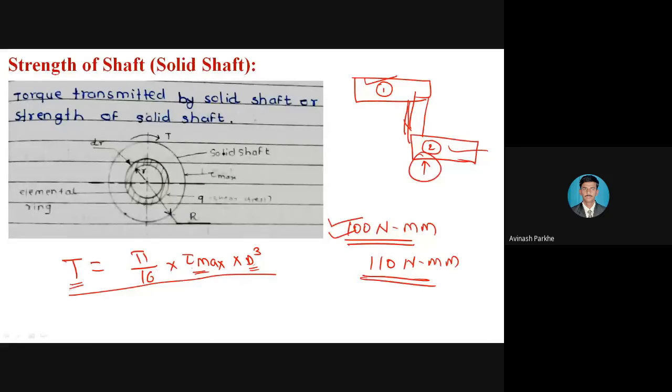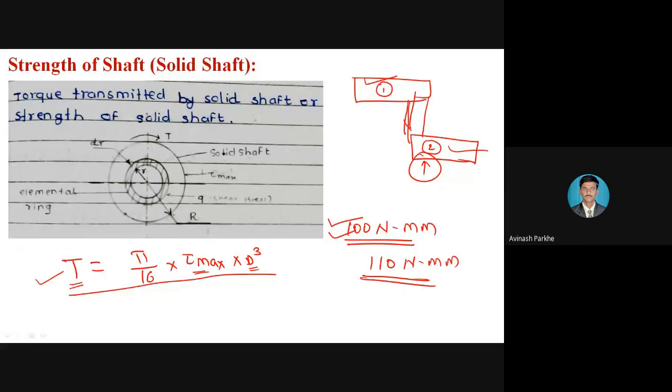This formula represents the torque transmission capacity of a solid shaft, and by using this formula we can check the strength of the solid shaft. So please put the heading in your notebook, strength of the solid shaft. Draw this figure and write down this formula directly, that is capital T is equal to pi by 16 into tau max into d cube. You have the derivation of this formula also, but here the derivation part is not required.